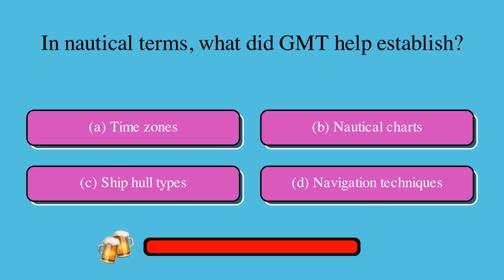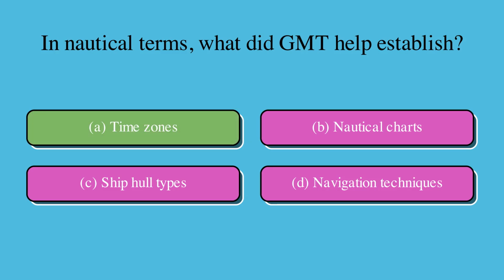In nautical terms, what did GMT help establish? Is it A, time zones, B, nautical charts, C, ship hull types, or D, navigation techniques? The correct answer is A, time zones.